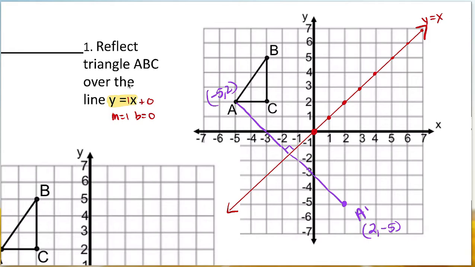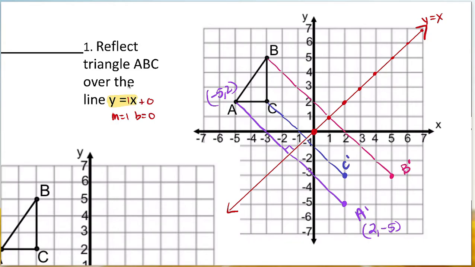Reflecting point C, 1, 2.5 diagonals, a half, 1, 2. There is C prime. And point B, 1, 2, 3, 4. 1, 2, 3, 4. There is point B prime.